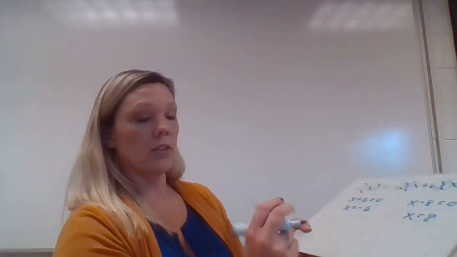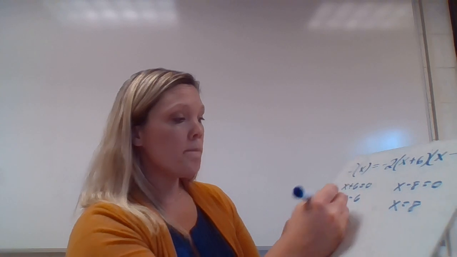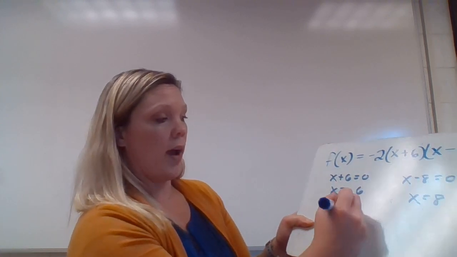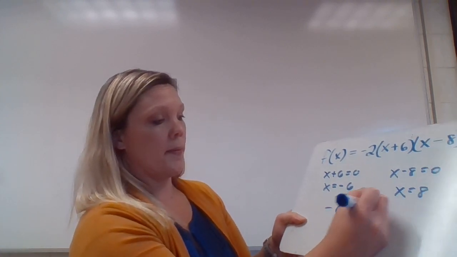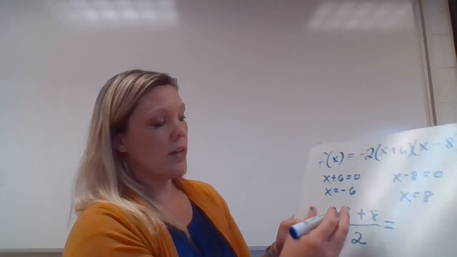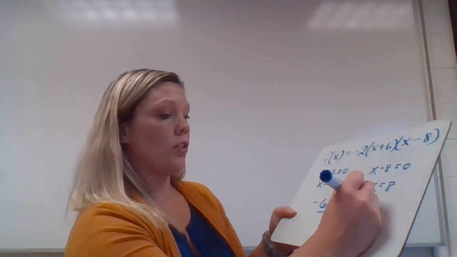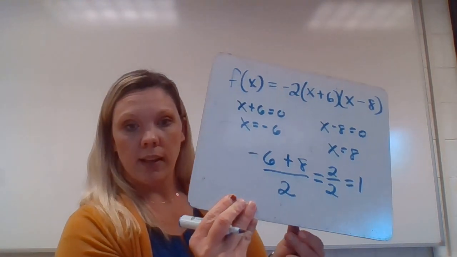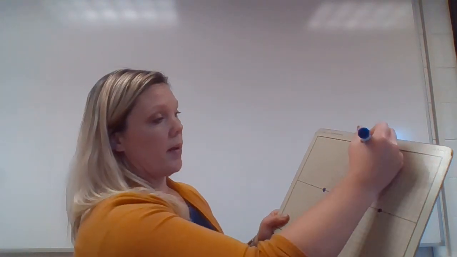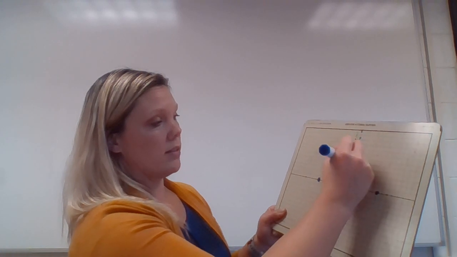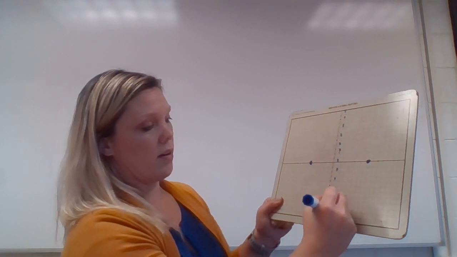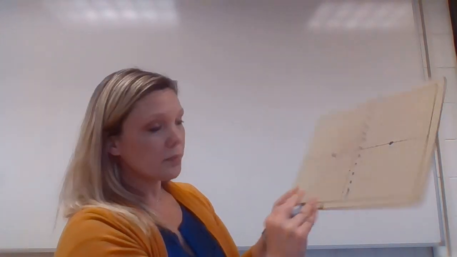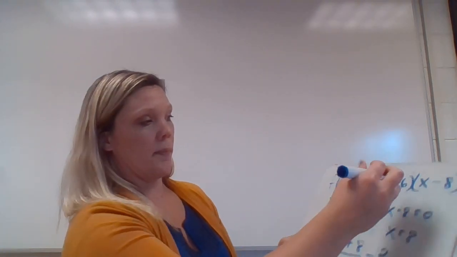So I know that my vertex is going to be the halfway point between those two x-intercepts. To do that, I'm going to use the midpoint formula, which says I'm going to take the two x's, add them up, and divide by 2. So -6 plus 8 is 2, and 2 divided by 2 is 1. So that is my axis of symmetry. That means my vertex is going to fall somewhere on the 1, okay? Now I just need to plug it back in.